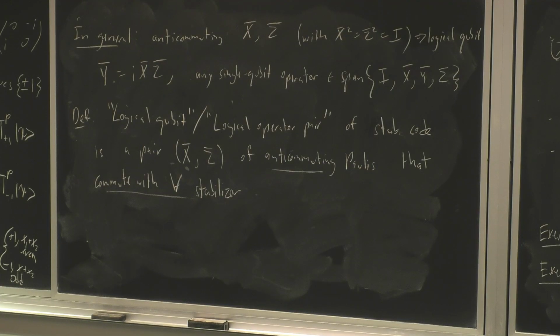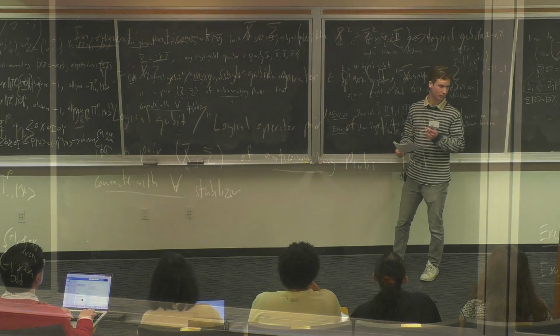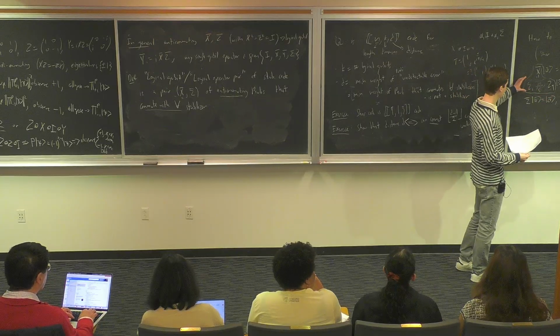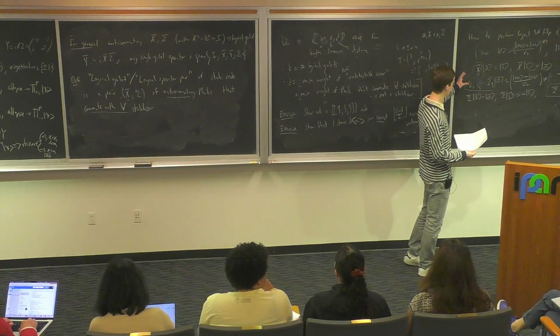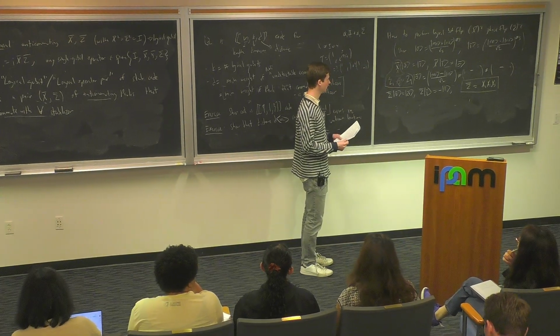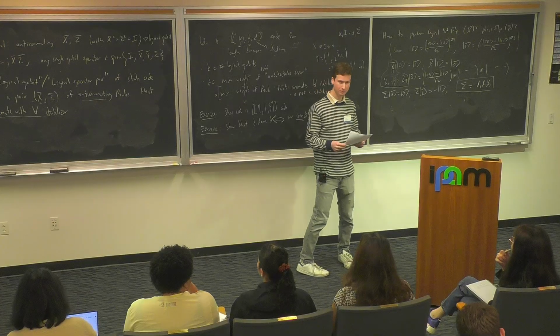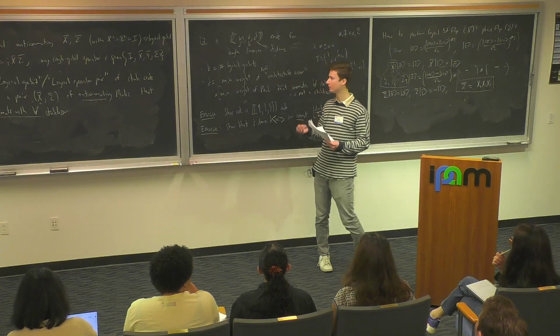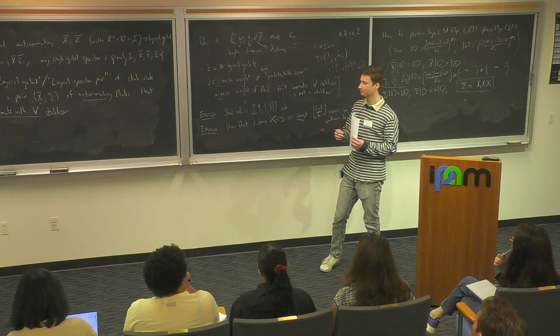So we have this definition. For the short code, we've seen examples of logical operators. We've seen that for logical X and logical Z, for each of them, there are multiple choices. We can multiply by stabilizers and get equivalent representatives. The one additional thing we want to figure out is how can we find these logical operators in general?